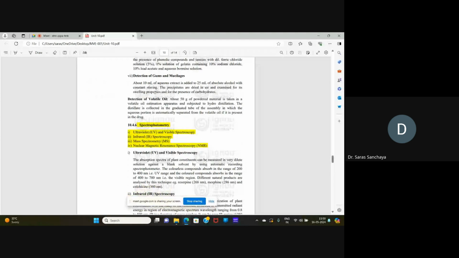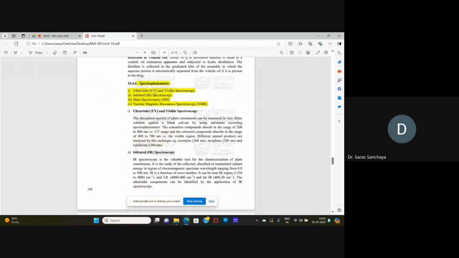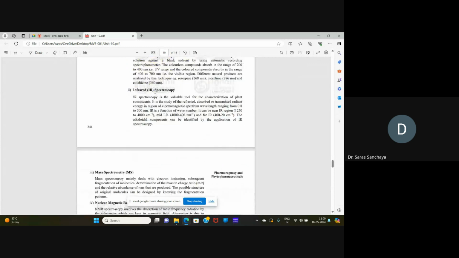Then there is a term called spectrophotometry. Ultraviolet and visible spectroscopy, infrared spectroscopy, mass spectrometry, and nuclear magnetic resonance spectroscopy. So, by spectroscopy, we can also analyze many plant products.